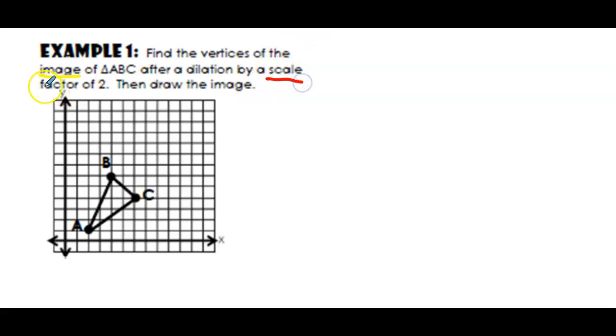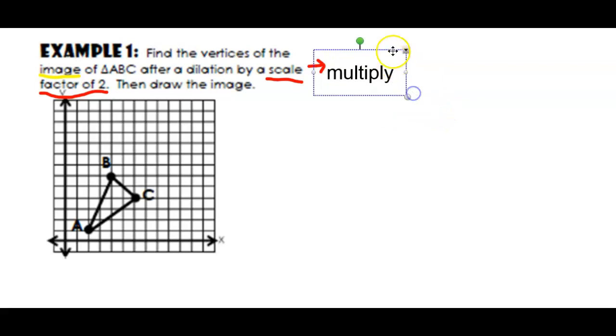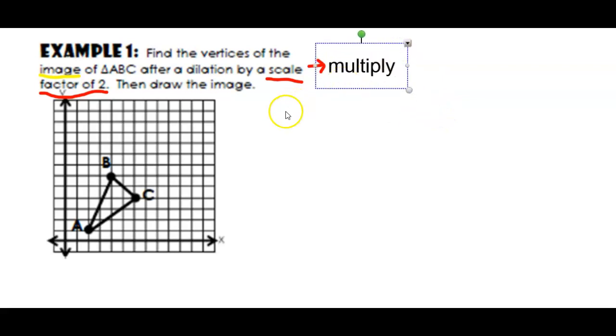Now, scale factor of 2 means we're taking the item and we're actually going to make it 2 times the size. So in your brain, you should say, okay, well, that means it's going to get bigger. It's going to get twice as big. So anytime you see the word scale factor, I want you guys to remember that that just means to multiply. So we're going to be multiplying this item by, in this case, 2. But there is a few things we need to set up first.